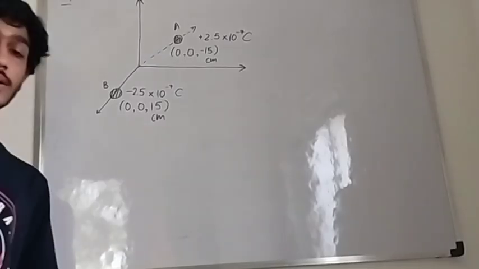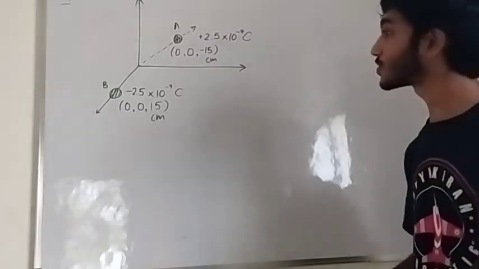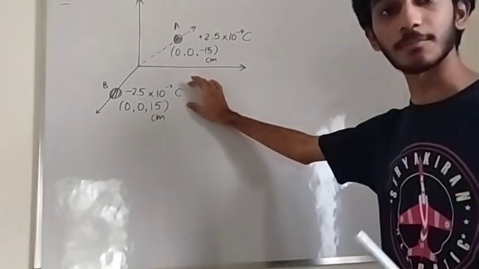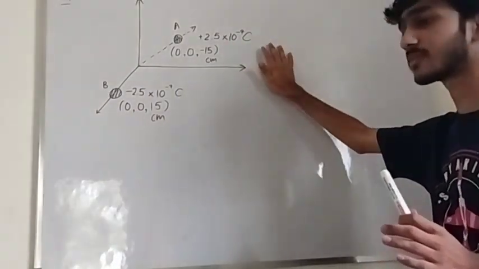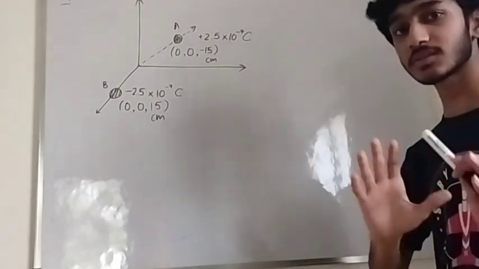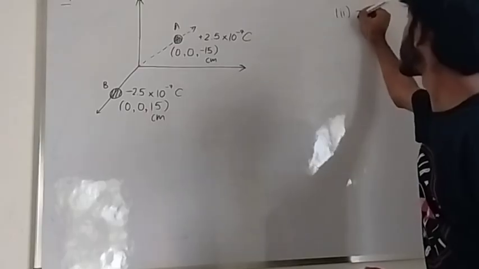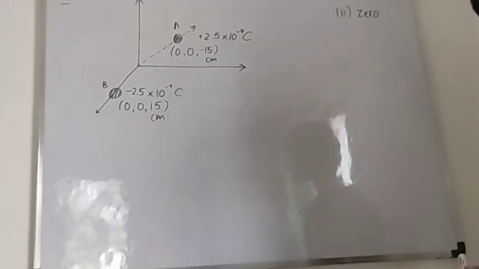So the first question is we have to find the dipole moment. For the second question, if you want to take a look at the net charge, this is minus 2.5 into something and this is plus 2.5 into the same something. So the net charge of the system will be 0. So the answer to the second part of this question is 0, which is the net charge. Now we come to the first part.